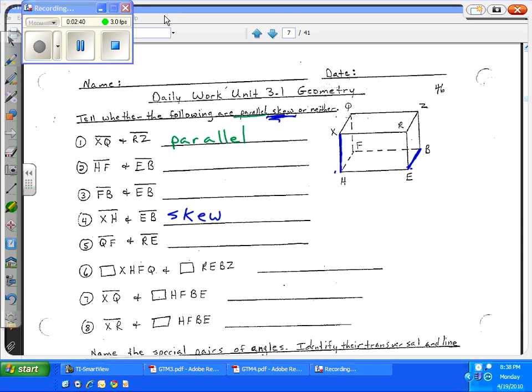Now remember that we only use the word skew for two lines. You would never use the word skew for two planes, nor would you use the word skew for a line and a plane. So a line and a plane will either never intersect, which we would say parallel, or they do intersect, which we would say neither, as far as parallel or skew. And you can finish that.